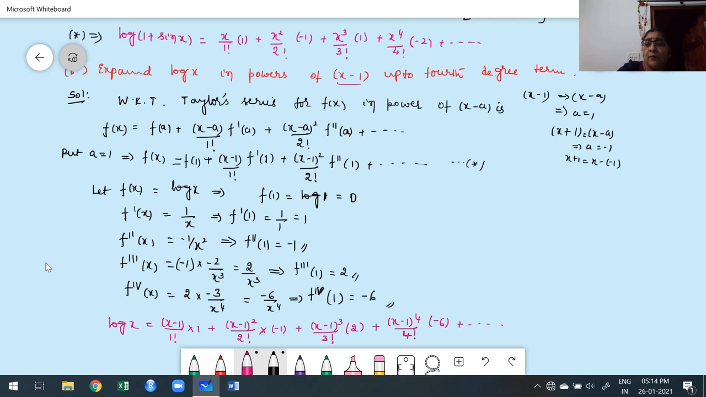Out of the 6 problems, I solved 2 using Taylor series. The other 4 I solved using Maclaurin. Keep in mind, about a point other than 0 means I go for Taylor series, about pi by 4, about 1. Sometimes they give expand in powers of x plus 1 or x minus 1. There also I have to go for Taylor series. Compare x minus 1 with x minus a, choose the value of a. After that, I decide at which point to find the derivative.